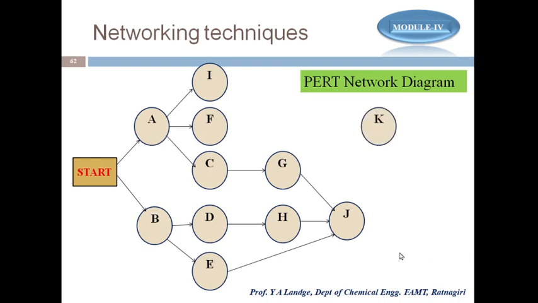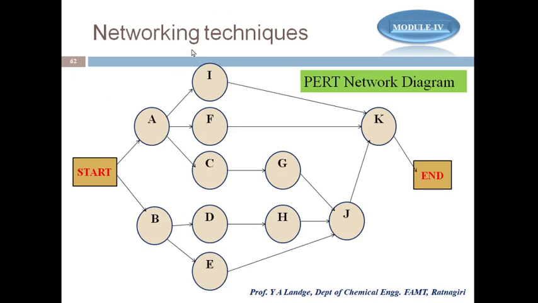After that, the activity K, and K depends on F. That's why F and K are joined. It depends on I and K, so here also it is joined, and K also depends on J. It means for K, I, F and J are the predecessors. And lastly the end, because K is the last activity, and then the project ends. So this is a network diagram.